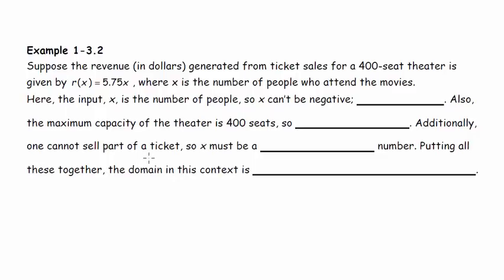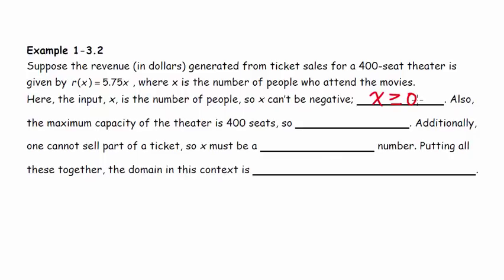Next, in this example, we have a 400-seat theater, and our revenue from ticket sales is given by 5.75x, where x is the number of people who attend the movies. So my input here is people, or tickets sold. Now the first thing we realize is you can't say a negative number of folks went to the movies. So the first thing we know is that x must be greater than or equal to 0.